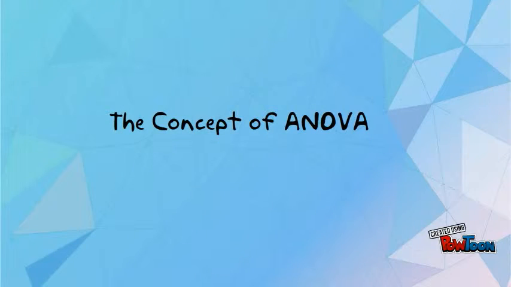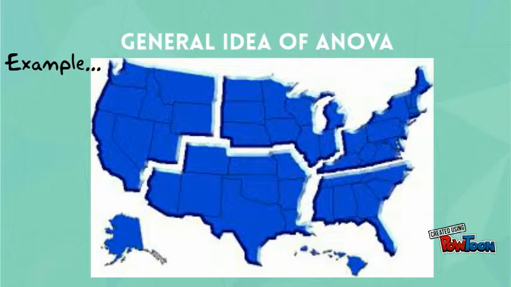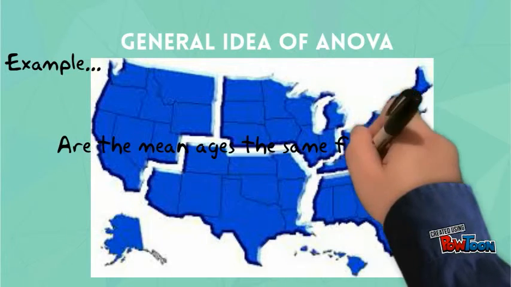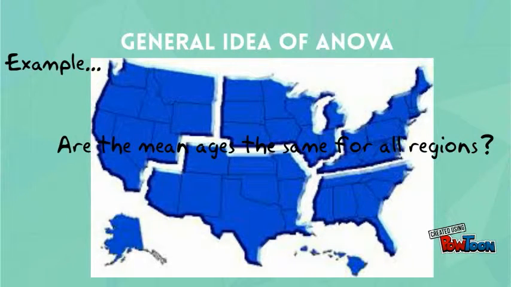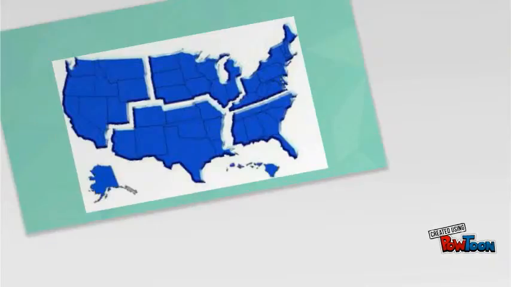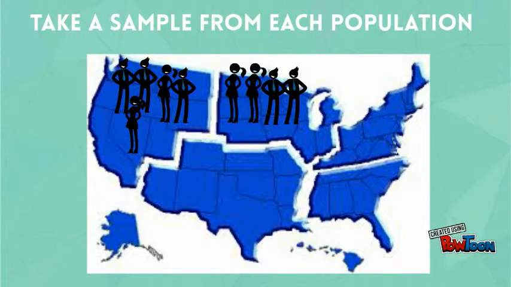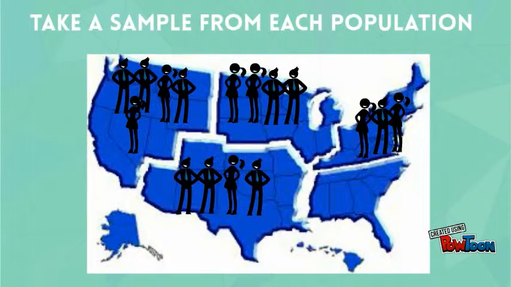The concept of analysis of variance, or ANOVA. Here is the general idea of ANOVA. You use ANOVA if you want to see if there are differences in the means of 3 or more populations. The first step is to collect data, that is, take a sample from each population.